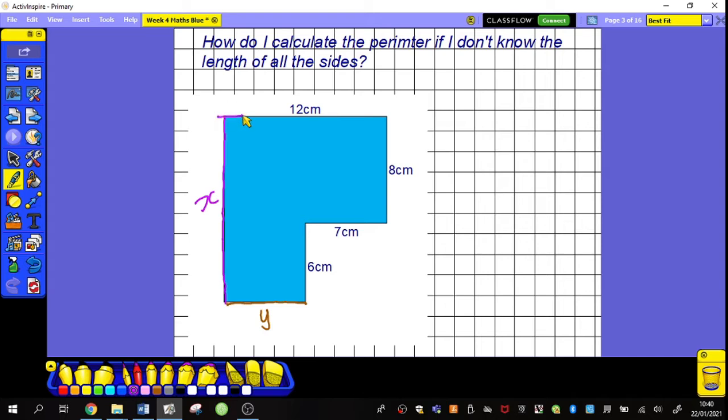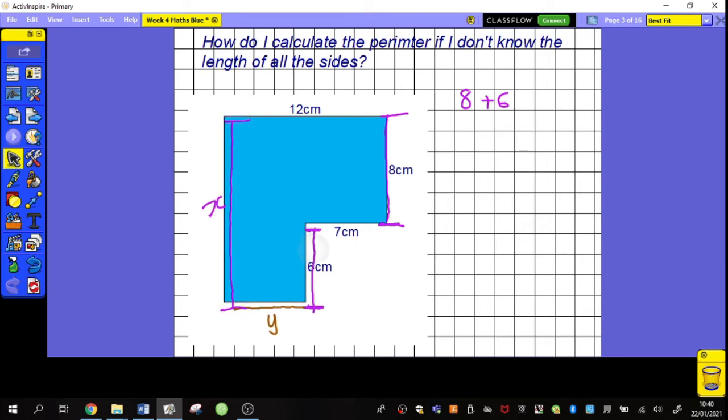Now X is the distance from there to there. So let's have a look on the other side. I can see that I can get from the top part to here by having 8, going down 8. And then if I shuffle along, I can go from the same point I ended up, there to there, and go down to here, 6.